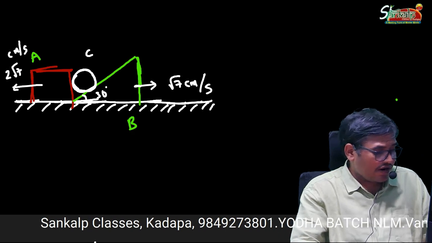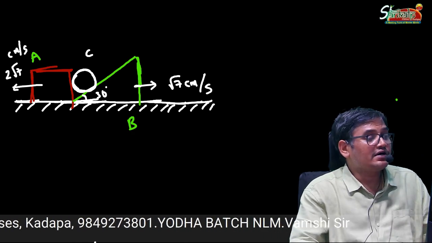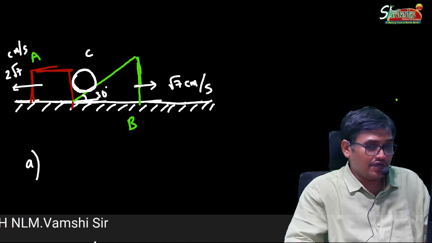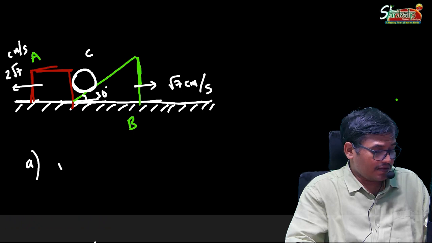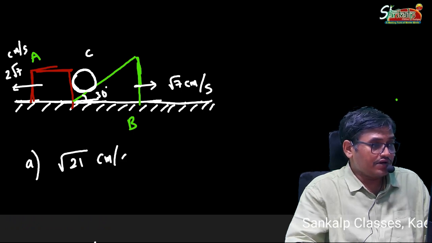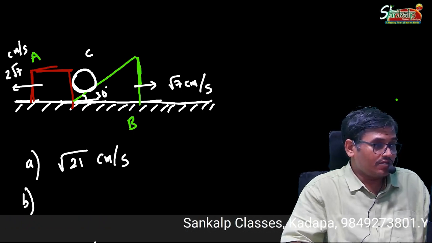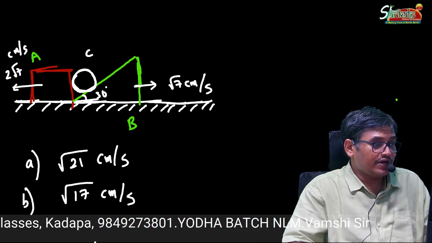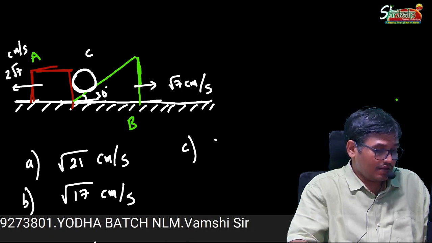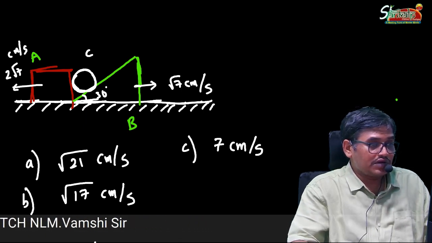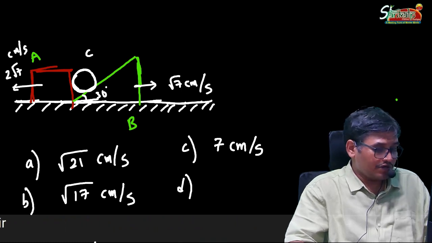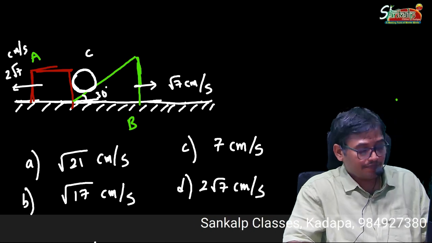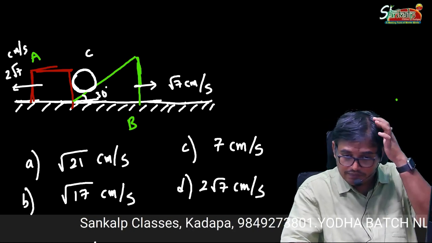He is asking to find the speed of the cylinder. The speed of the cylinder. You understood? Option A is root 21 centimeter per second. Option B is root 17 centimeter per second. Option C is 7 centimeter per second. Option D is 2 root 7 centimeter per second. Got the point, my dear children? Got it?